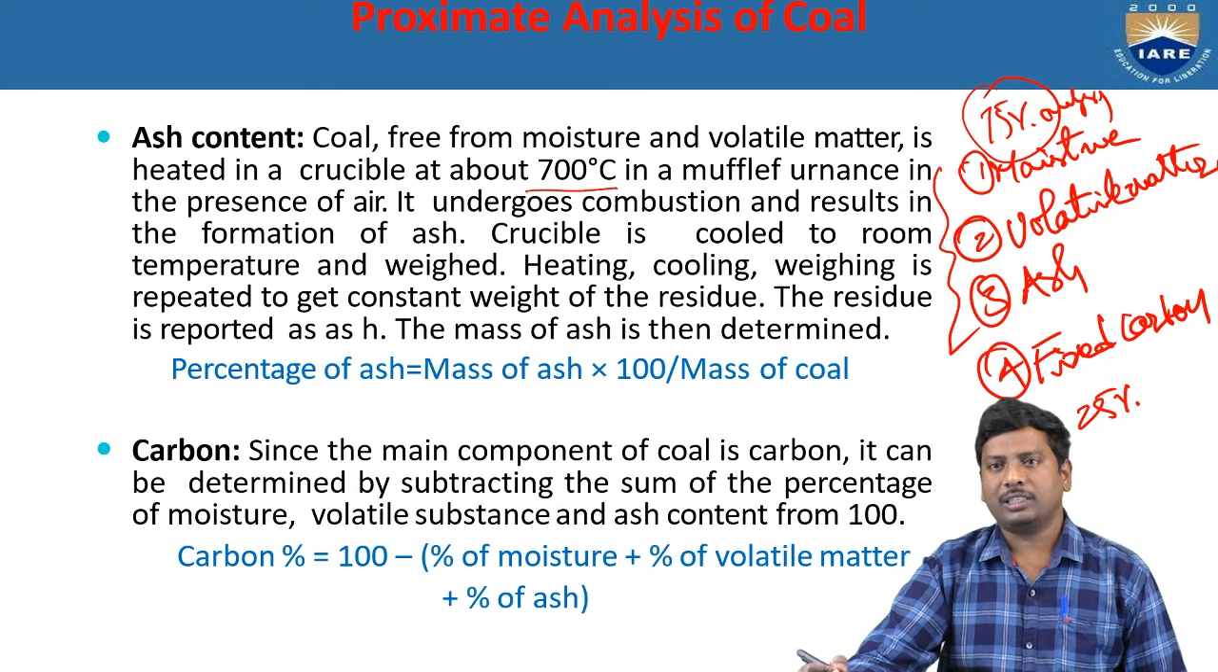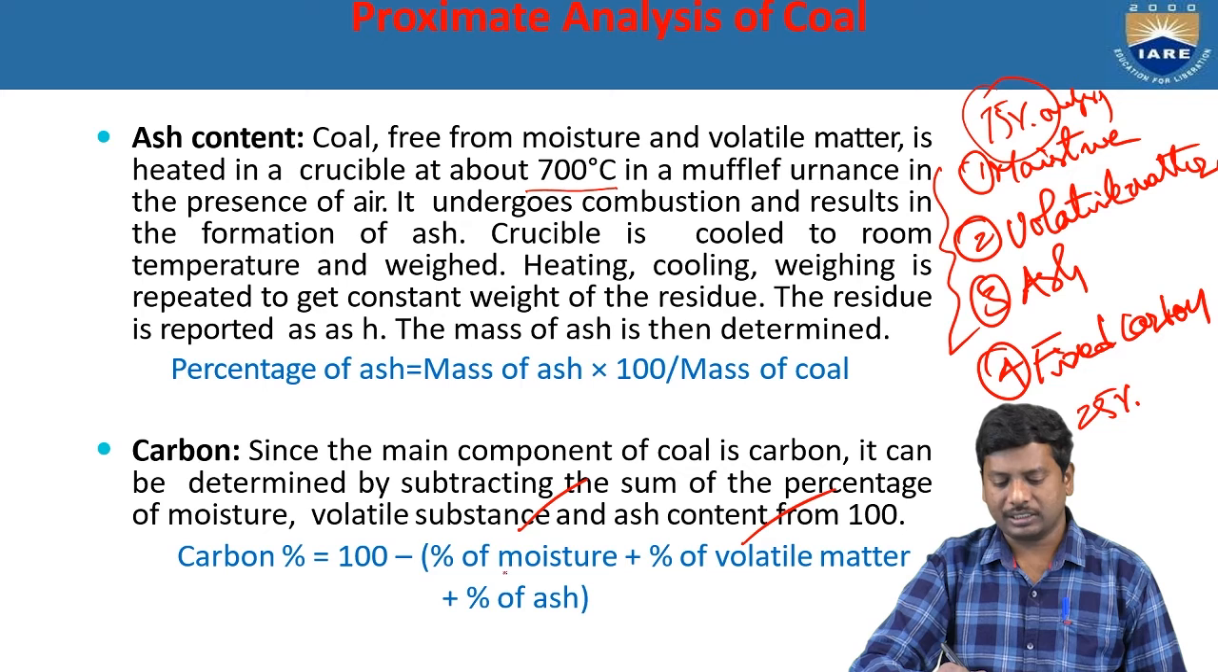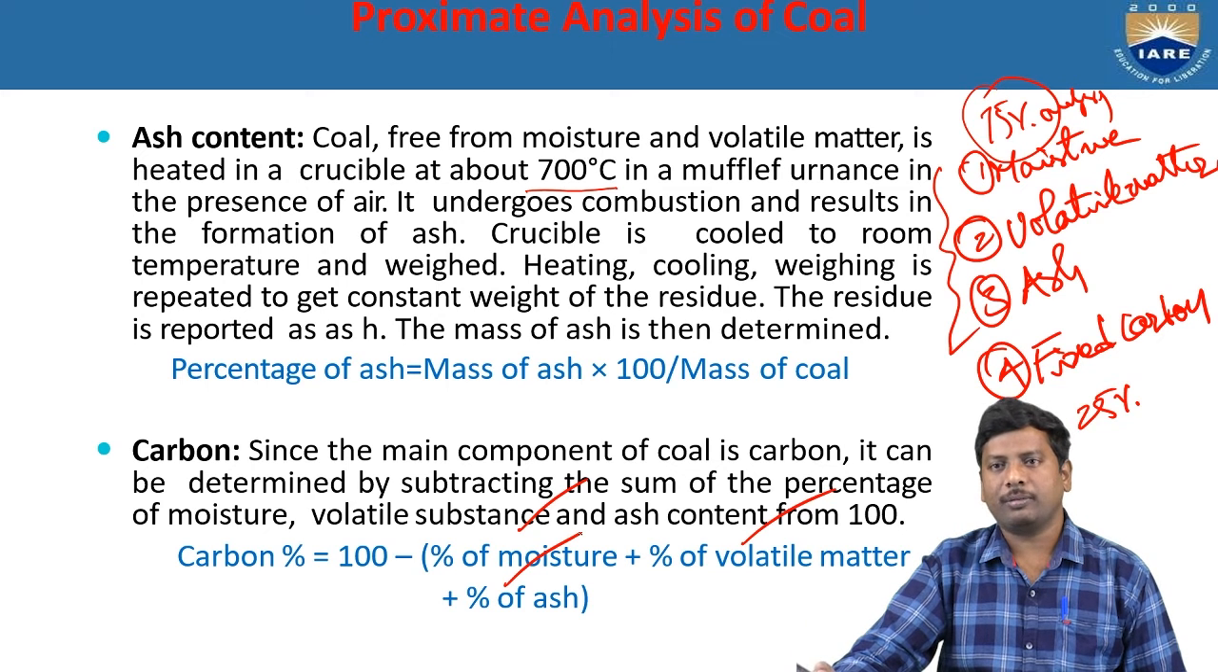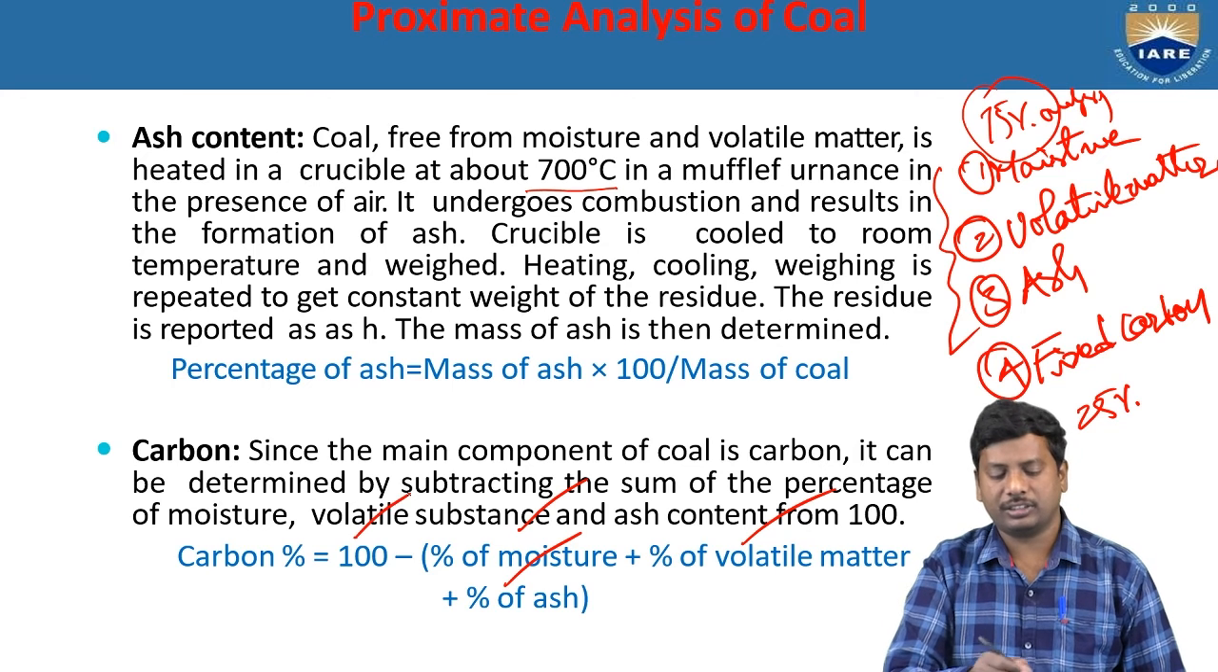Now we see, since the main component of the coal is carbon, it can be determined by subtracting the sum of the percentage of the moisture, volatile matter and ash content from the 100. That means percentage of the carbon is equal to 100 minus percentage of the moisture and percentage of the volatile matter and percentage of the ash. That means 75% of the analysis is deducted from the 100% analysis, which directly gives the percentage of the fixed carbon.